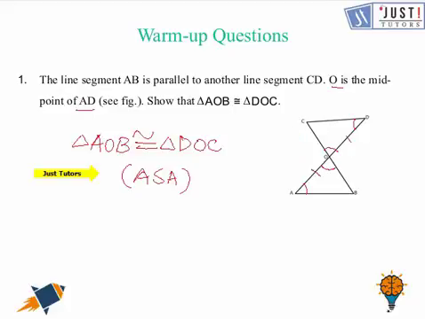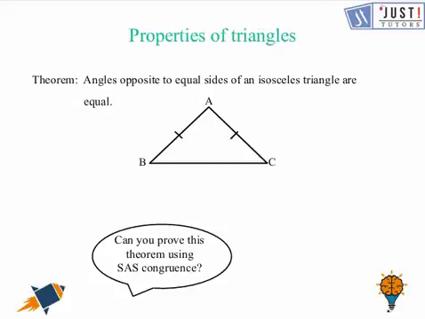If your answer is correct, pat your back, well done. Now let's proceed with the first property of triangle. It says that angles opposite to equal sides of an isosceles triangle are equal.